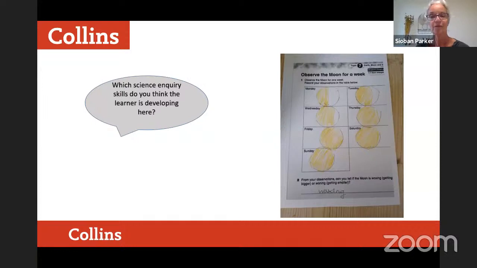Yes, they've also had to record data, that's right, and also analyze the data, and they had to plan as well. Thank you very much. They saw the pattern of the waxing and the waning of the moon. That is lovely, over 1 week. Thank you.